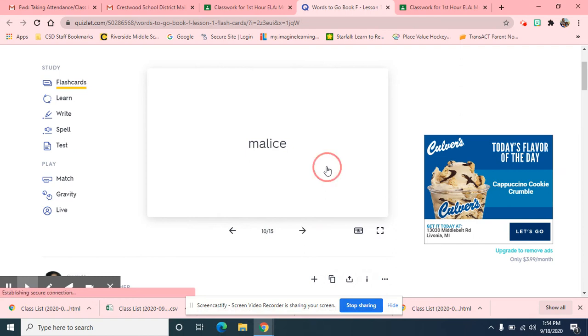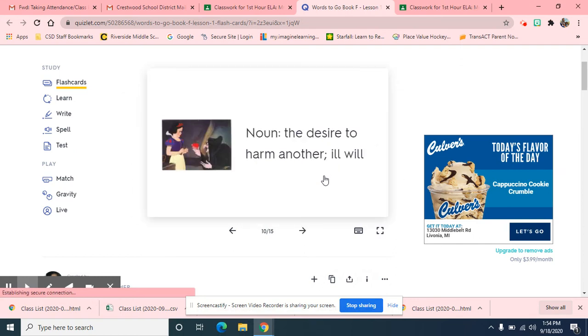Malice. Malice means the desire to harm another person. You can see that this is a malicious person right there. She's malicious. She's harmful, and she's trying to hurt Snow White. So malice is a harmful person.